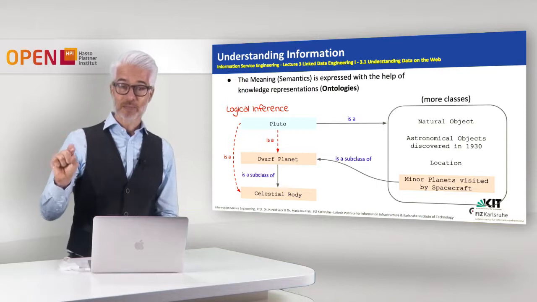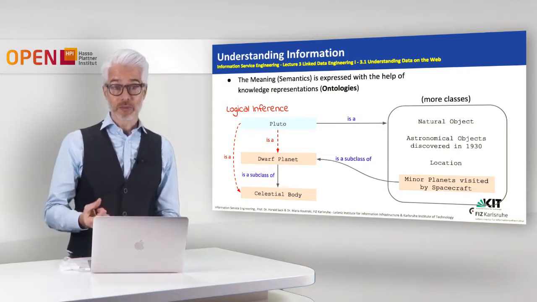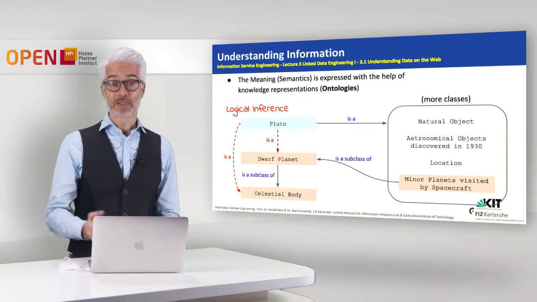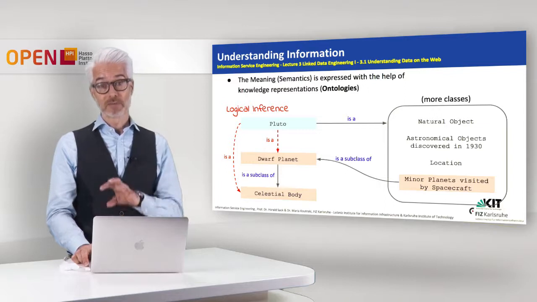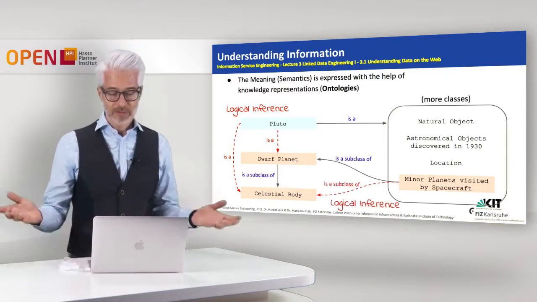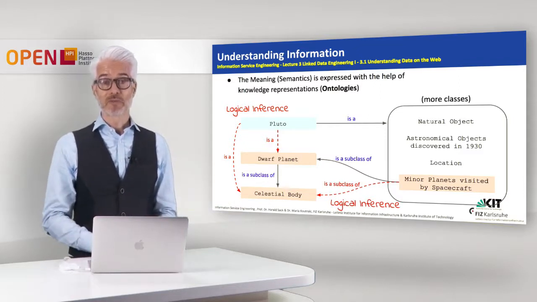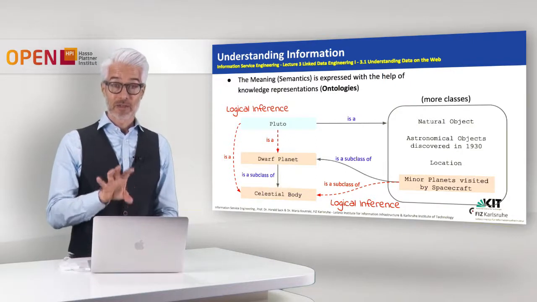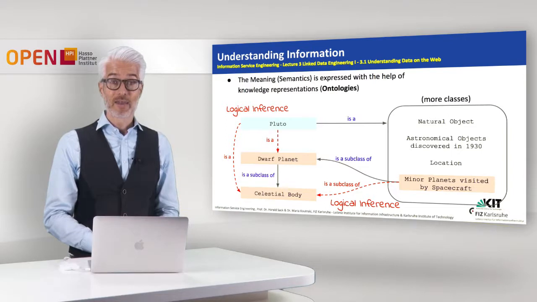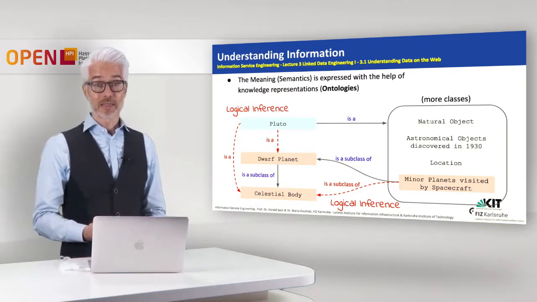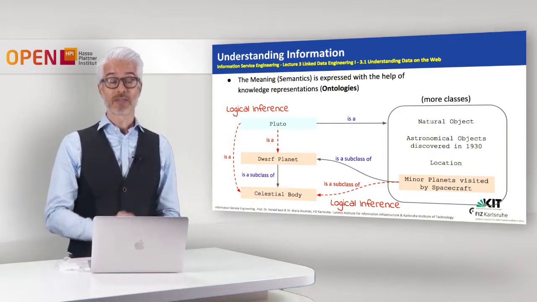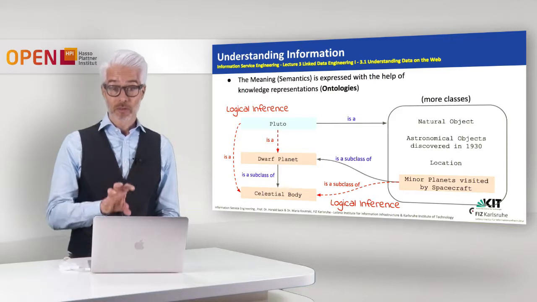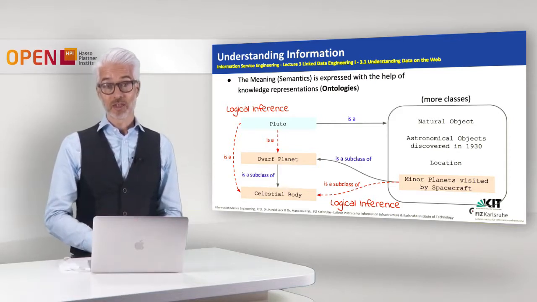Moreover, since dwarf planet is a subclass of celestial body, you can also deduce that Pluto is a celestial body, so is a member of the class celestial body. And moreover, given the class hierarchy of minor planets visited by a spacecraft, dwarf planets and celestial bodies, you might find out that minor planets visited by spacecraft are also celestial bodies. And you do this via logical inference. And there is a mathematical foundation behind that which enables you to do that. And therefore, representing semantics explicitly with the help of so-called ontologies is a formal representation which allows you to draw logical inferences. Other data structures don't allow that, since there is this formal notation and formal representation based on mathematical logic.